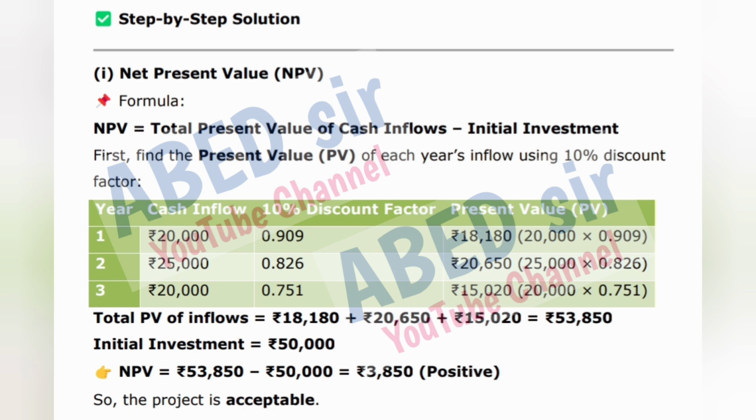Total PV of inflows is equal to 18,180 rupees plus 20,650 rupees plus 15,020 rupees, which is equal to 53,850 rupees. Initial investment is equal to 50,000 rupees. NPV is equal to 53,850 rupees minus 50,000 rupees, which is equal to 3,850 rupees, positive. So, the project is acceptable.